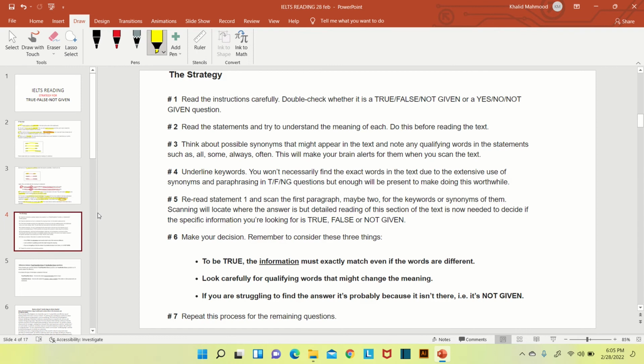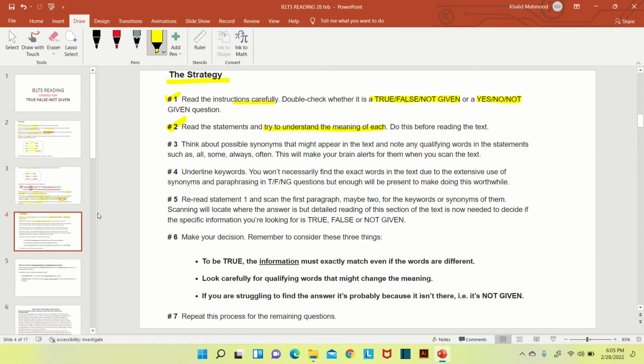Let's move on with our strategy. What strategy would we follow? The first one is to read the instruction carefully. Double check. I have told this in my previous video too, like a bonus tip for you guys. You will have to read the question, what they're asking for. Are they asking for true, false, not given, or yes, no, not given? These are very important things to see. Then read the statement and try to understand the meaning of each. Try to understand what they are asking for. What is the main motive of this question? What are they looking for?